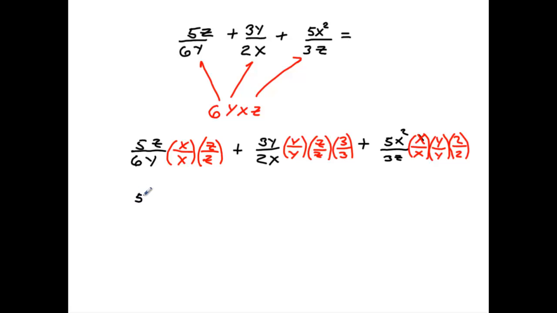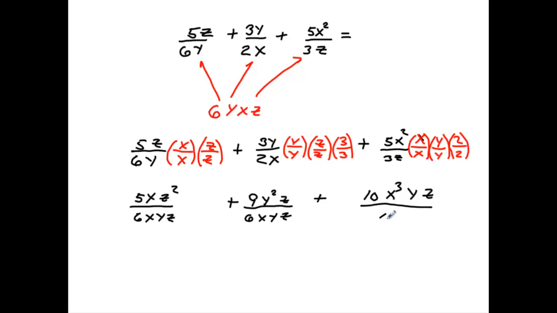Here we will have 5, and you can put them in order if you want to, x z squared over 6, and I'll put them in order here, x y z, plus, we come over this one, we will have 9y squared z over 6x y z. And then this one, we have a 5 times a 2, that's going to give me 10. x times x squared, that gives me x cubed. I have a y, I have a z. Again, that's all over 6x y z.